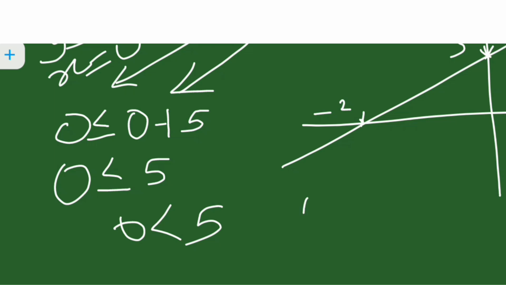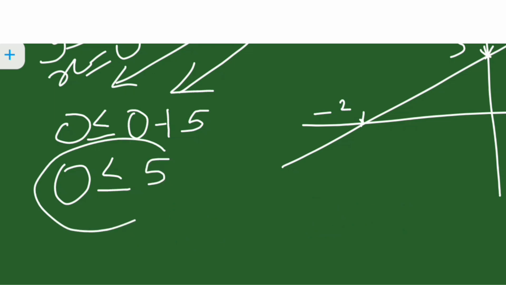But 0 is not equals to 5. So this part is not obeyed, but this part is obeyed. So only one part is necessary. So since 0 is less than or equals to 5, that means you are shading the origin. The origin is included. You will shade towards the origin. Let your hand move towards the origin.